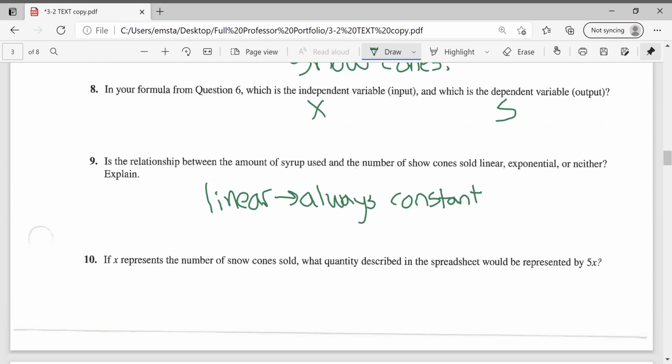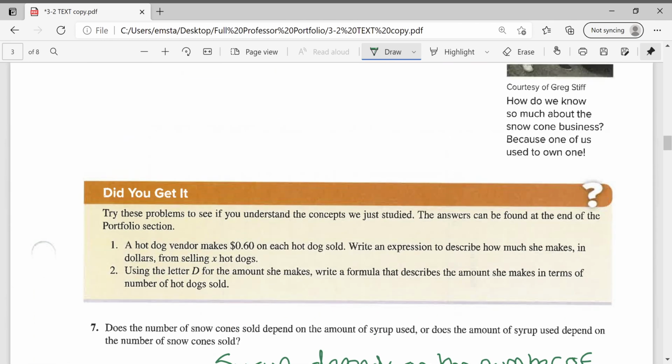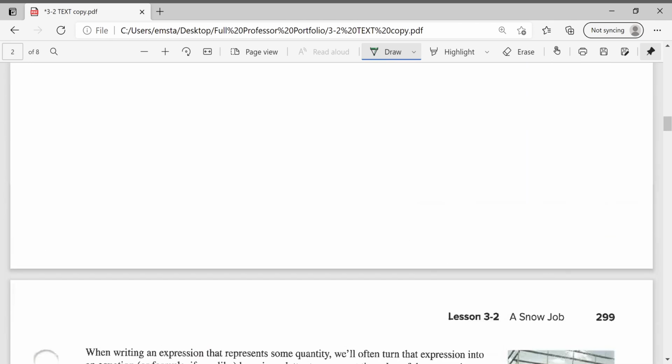Ten takes us down a different path. It says go back and look at that spreadsheet. If X is the number of snow cones sold, which quantity is represented by 5 times X? So let's go back and look at our chart here. I'll go back 2 pages.